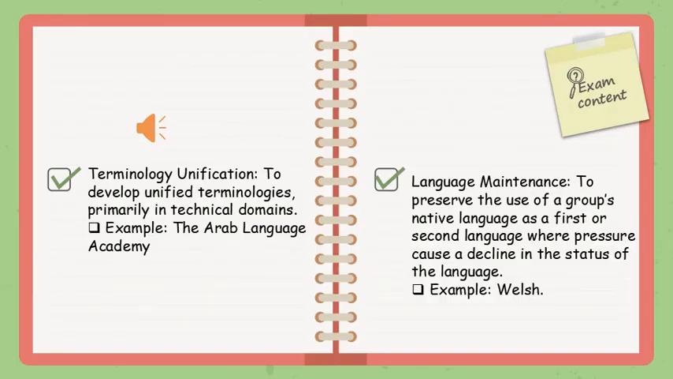Number 5. Terminology unification is to develop unified terminologies primarily in technical domains. The example of this is the Arab Language Academy. And the last is language maintenance. It's to preserve the use of a group's native language as a first or second language where pressure causes a decline in the status of the language. The example of this is Welsh.